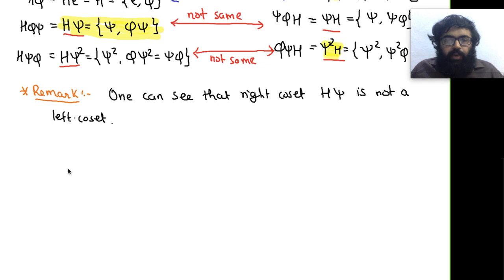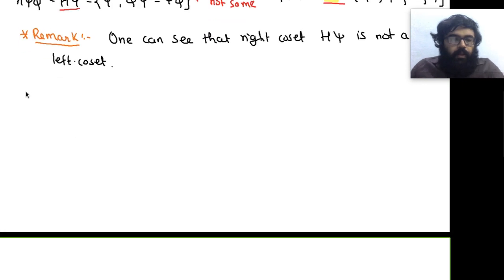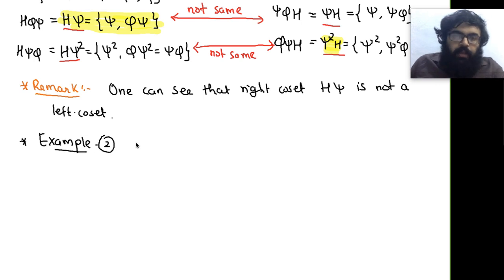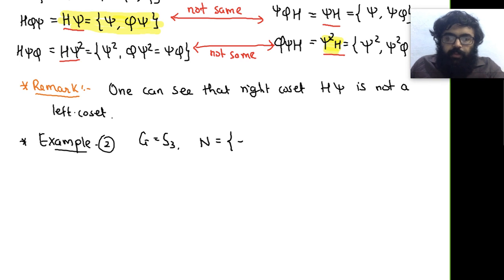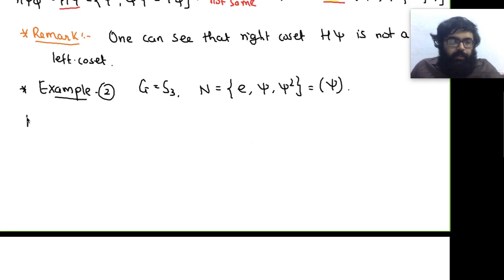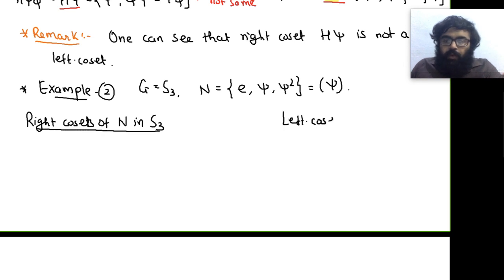So now let us quickly consider one more example. Consider the same group S3, but in place of H, where we had taken a subgroup of order 2, here we'll take a subgroup of order 3, the unique subgroup of order 3. So take G equals S3 and take N equals, what is the subgroup of order 3? E, psi, psi square, that is right. It is the cyclic subgroup generated by the element psi. Now let us consider the cosets of this. So let me consider right cosets of N in S3, and left cosets of N in S3.